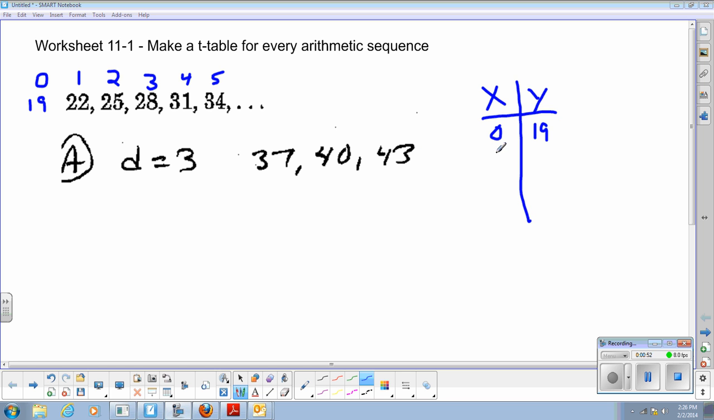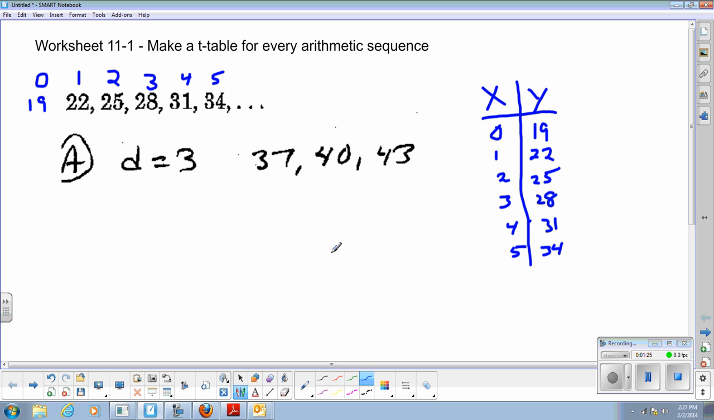Now I want to put in term 1, which is 22. I want to put in term 2, which is 25. Term 3, which is 28. Term 4, which is 31. And it looks like I need to extend my line a little bit. And term 5, which is 34. So the next step then is, you've made t-tables before. Take all the arithmetic sequences and place them into a t-table like mine.